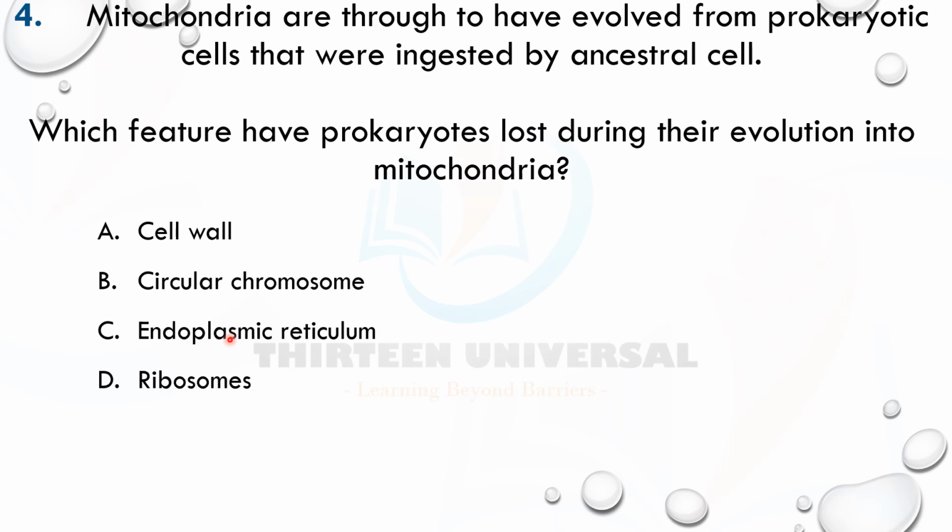They have the 70S ribosome, so these are still there. They never had the endoplasmic reticulum. Probably they lost their cell wall, because prokaryotes have a cell wall. So if mitochondria are thought to have evolved from prokaryotes, that means they lost this. They must have lost this. So the answer is A. What do you think? Let's go to the next question, please.